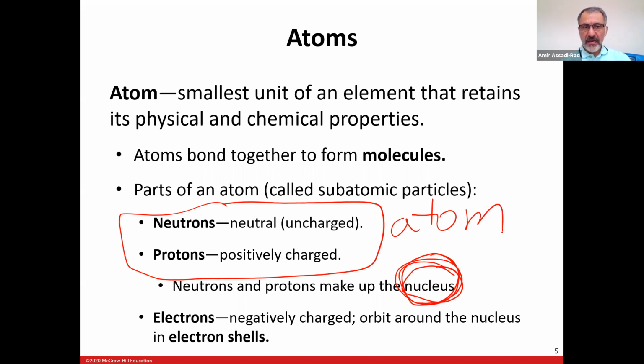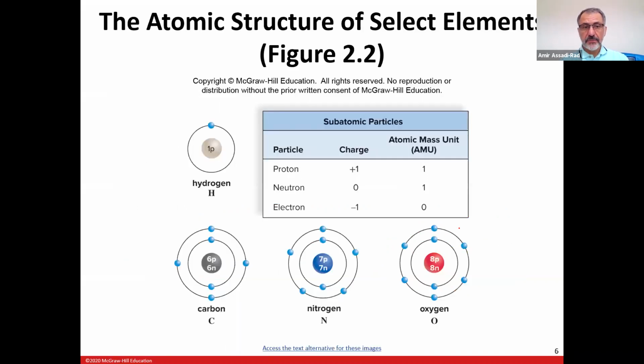And then the electrons are negatively charged, and they orbit, they go in a circle around the nucleus. If this is the nucleus, they go around the nucleus like this. They orbit at a high speed, so it's called electron shells. Here is a good picture of it. Here is, for example, carbon. It has 6 protons, 6 neutrons, and then of course it has 6 electrons.